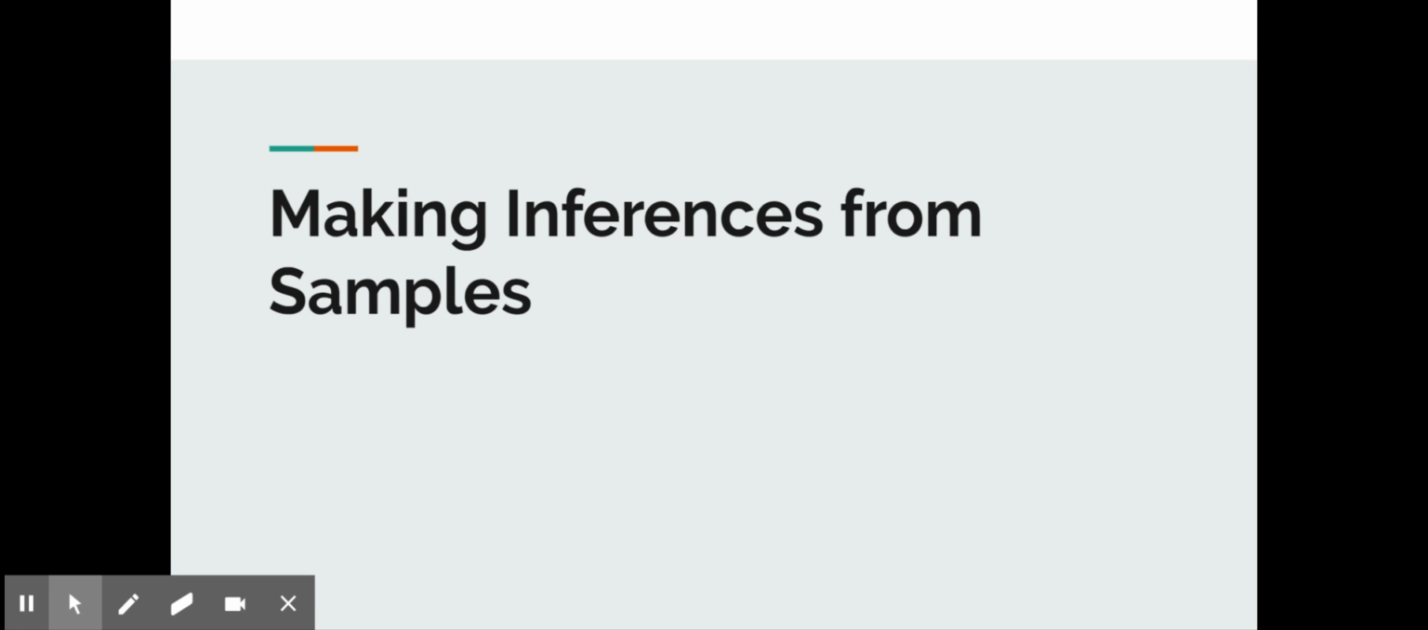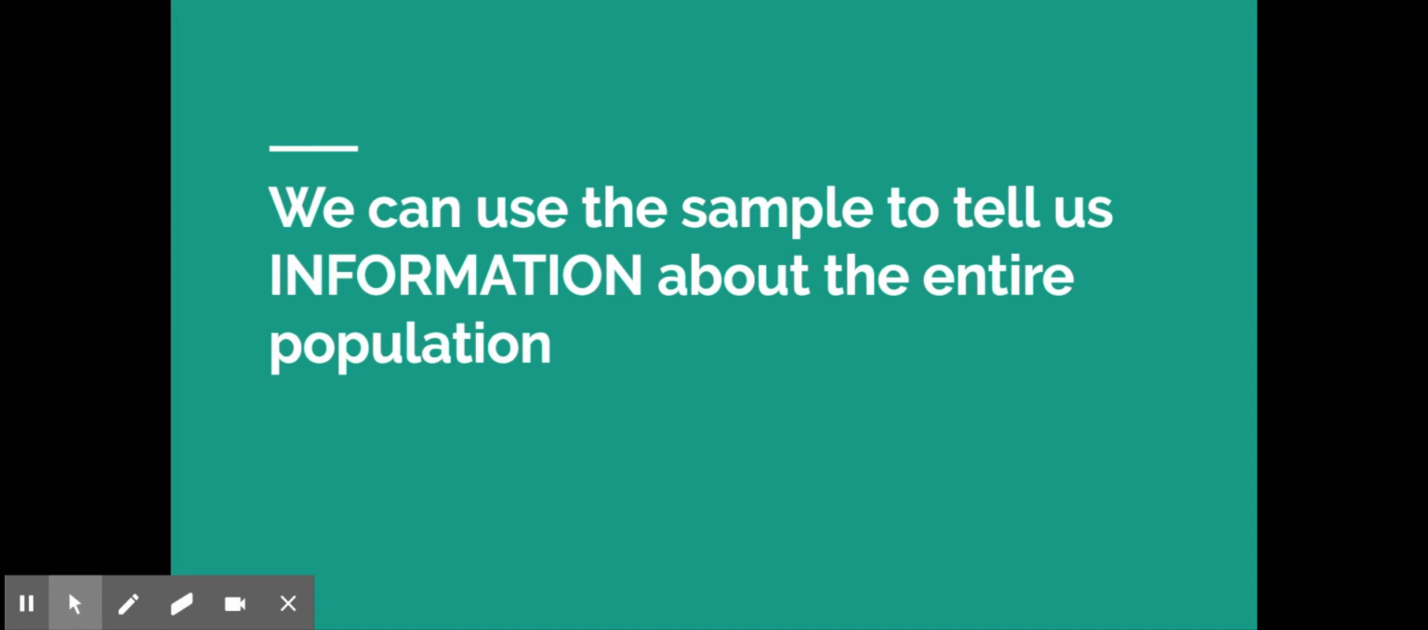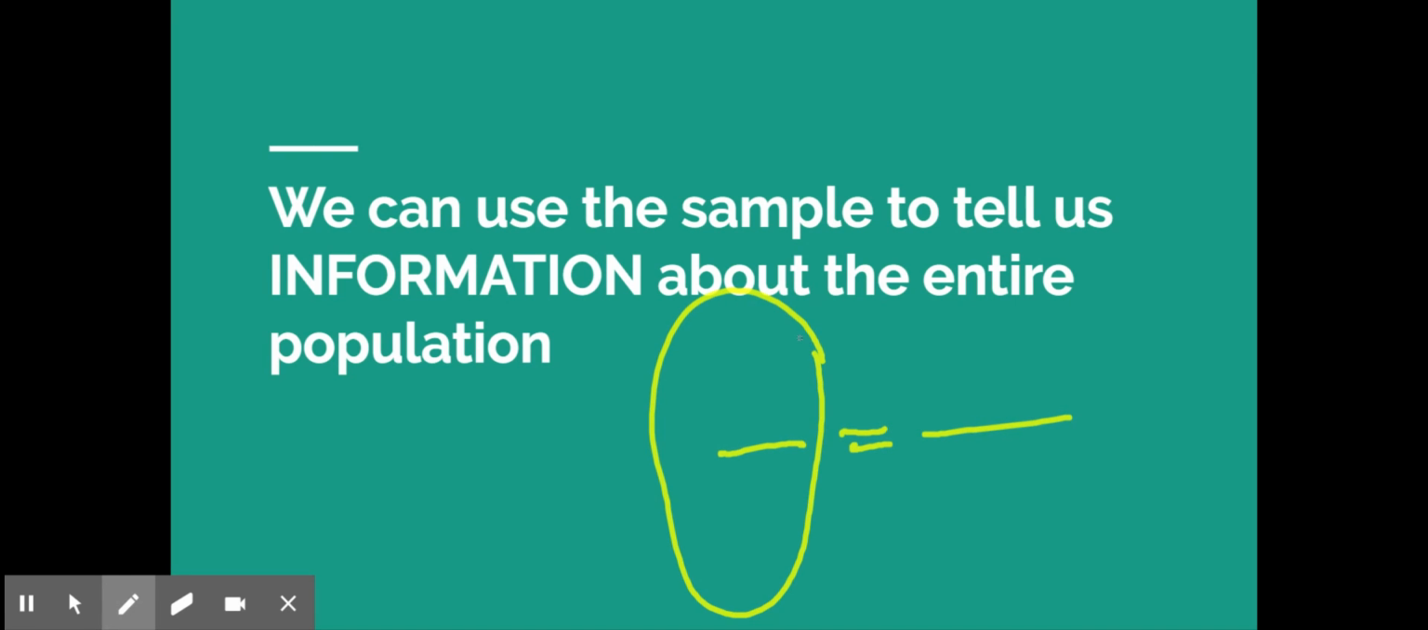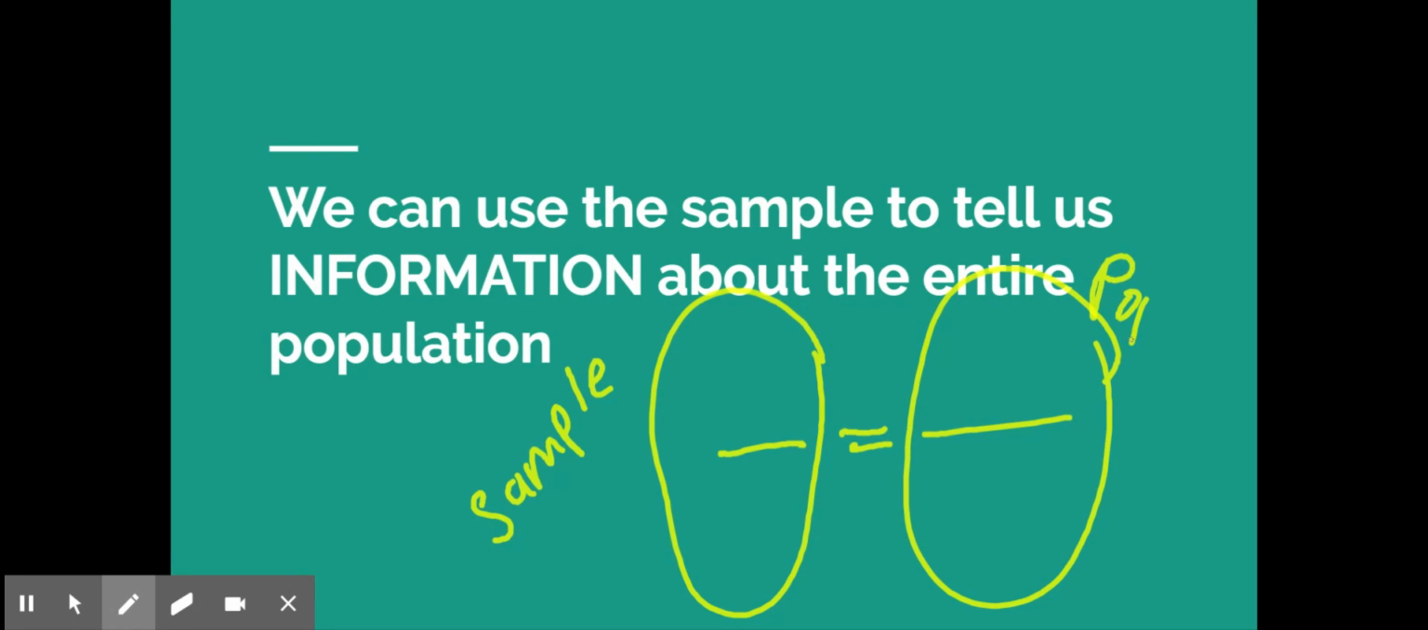Now that we know what a sample is, we're now going to learn how to make inferences from samples. We can use the sample to tell us information about the entire population, and in order to do that, we are going to use a proportion to help us figure that out. Our proportion is when we have a fraction equal to a fraction. This first fraction is going to represent our sample, and this second fraction is going to represent our population.